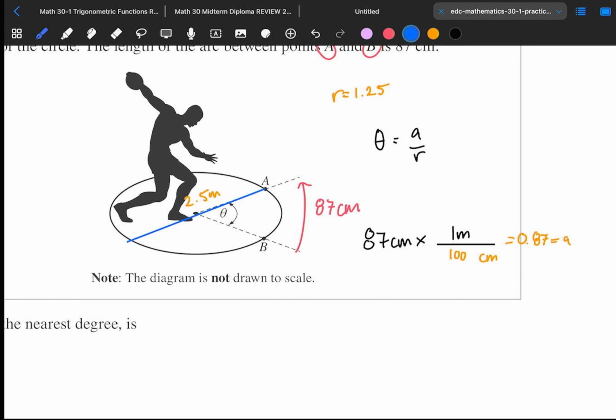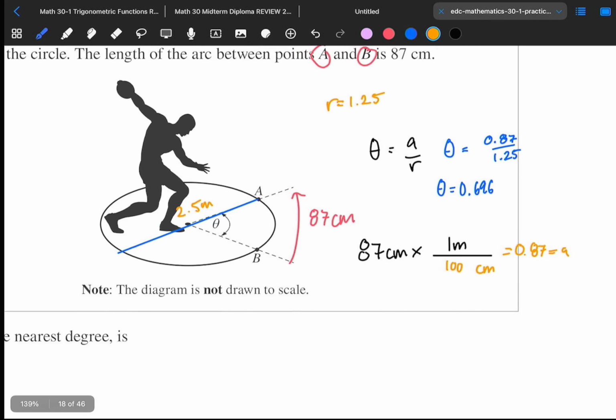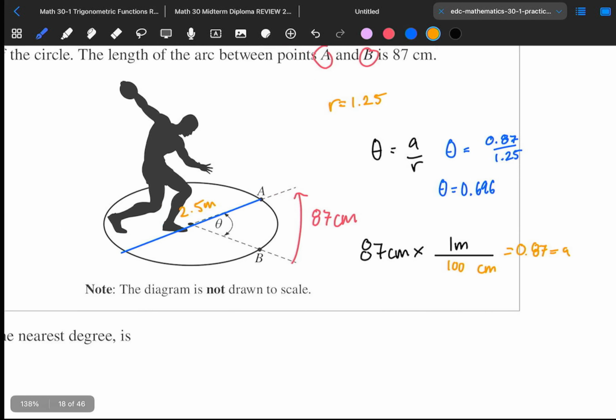So theta is equal to our arc length, which is 0.87, over 1.25. You're going to get your angle equal to 0.696. And remember that this is in radians, not degrees. When you're using your arc length formula, you're going to get your answer in radians.